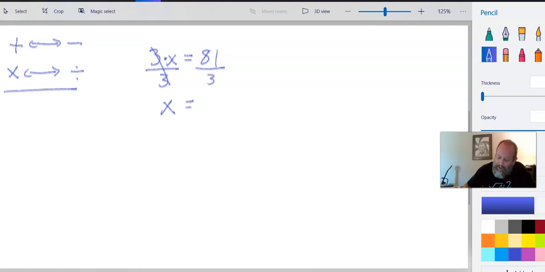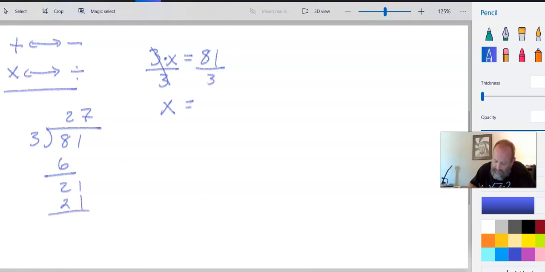And then over here, we have to divide 81 by 3. Now, it is 27, but if you actually want to go through the division, let's see, 3 goes into 8 twice. That makes 21, and 3 goes into 21 7 times, and that leaves me with a 0 remainder. So I come out with 27.